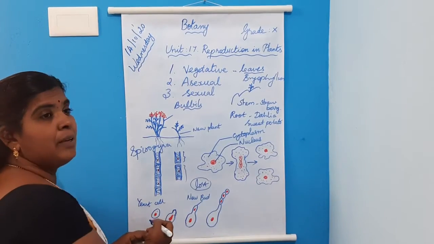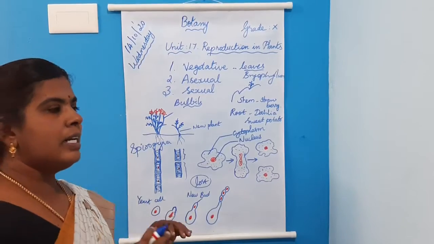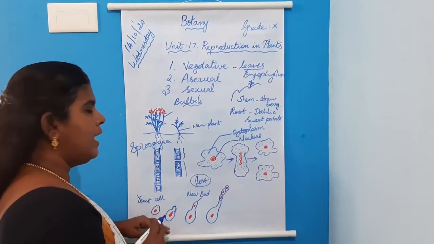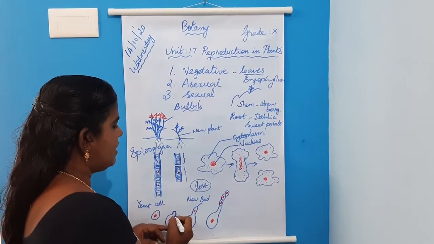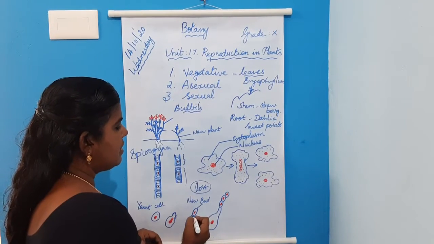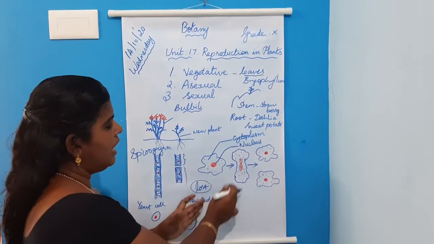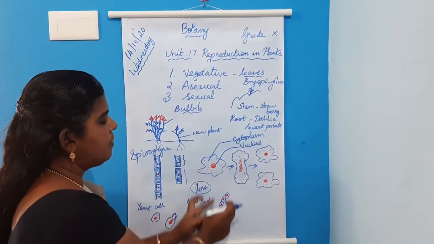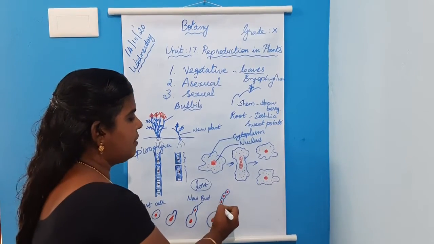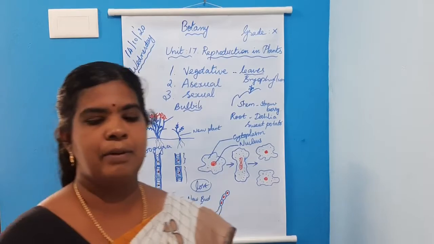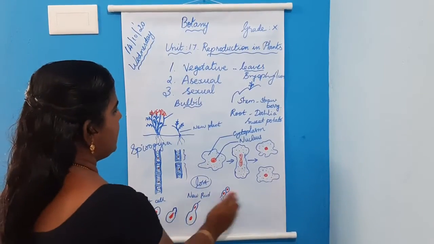Then budding. Budding means that with the help of buds, these organisms can produce young ones. For example, in a yeast cell, a bud can develop on the surface of the parental cell. A chain of buds can also form from the parental cell. When detached from the parental one, each bud can develop into a young one. These are the methods of propagation.